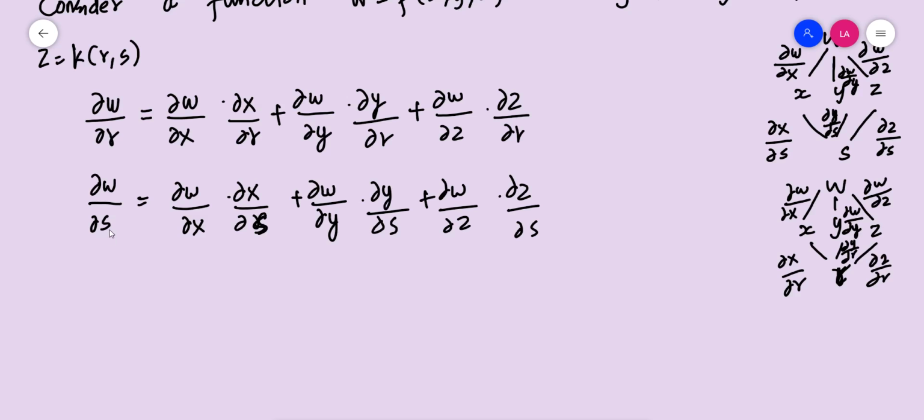So as a particular case of this, consider that w depends upon x and y, or w is equal to f of x, y, where x is equal to g of r, s and y is equal to h of r, s. So w depends upon x and y, which depend upon r and s.